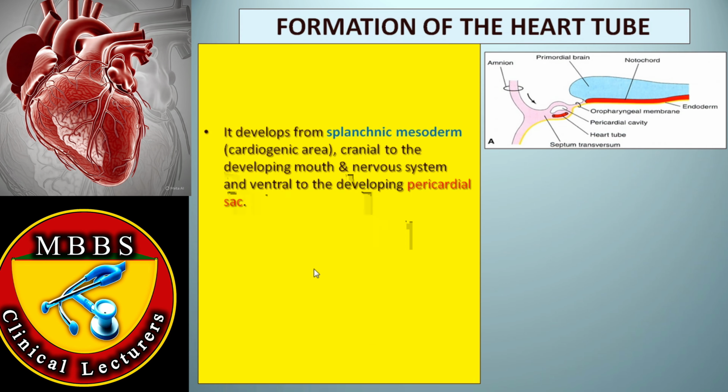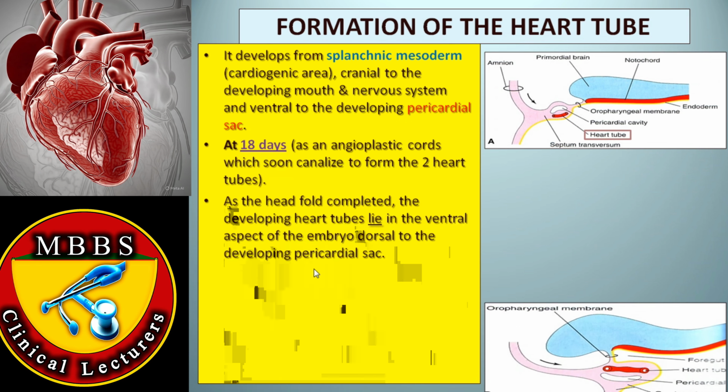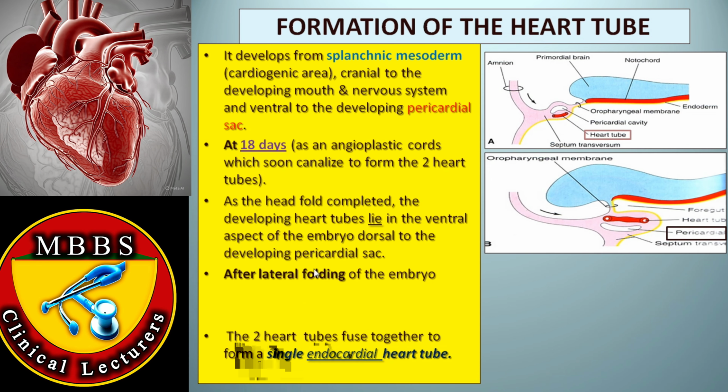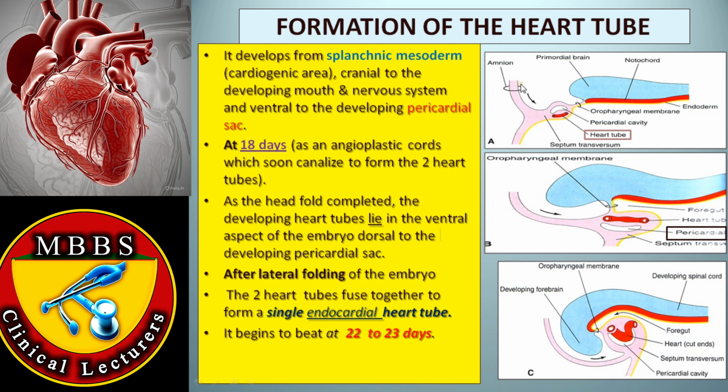Now, the formation of the heart tube. As I already described, when the three germ layers are formed, the heart is initially formed in front of the primordial head region, where the brain is formed. But when the folding of the embryo occurs, it reaches in front of the buccopharyngeal membrane. Then the septum transversum is formed and further folding occurs, and it reaches the central cavity in the thoracic region, which is called the pericardial cavity.